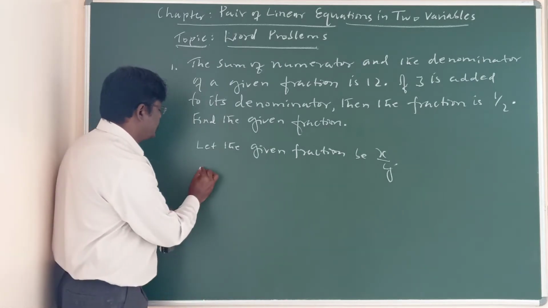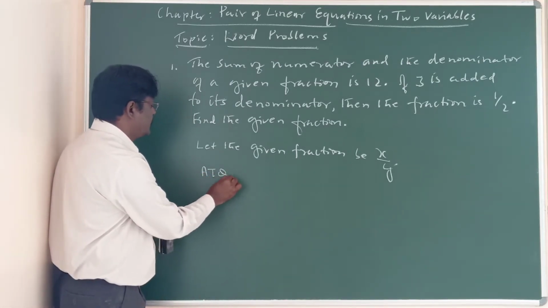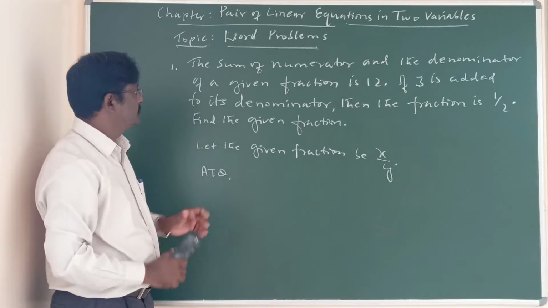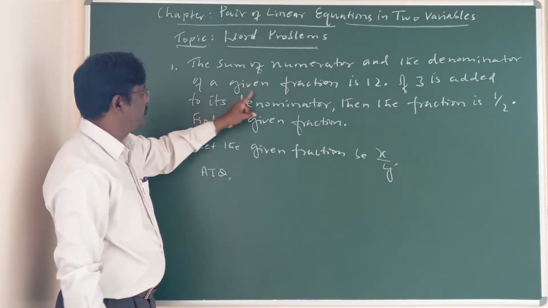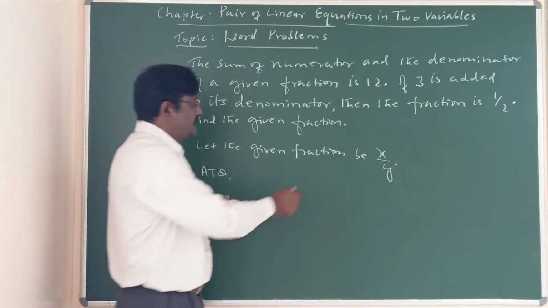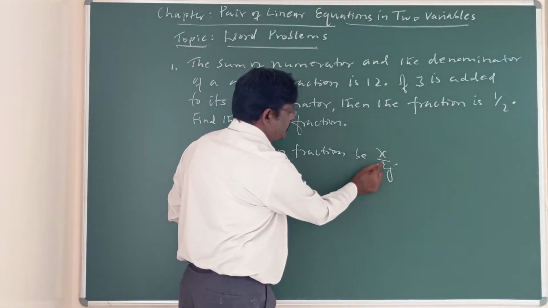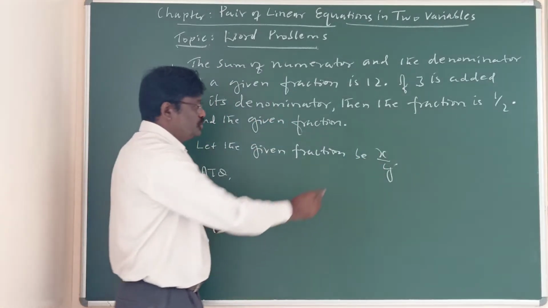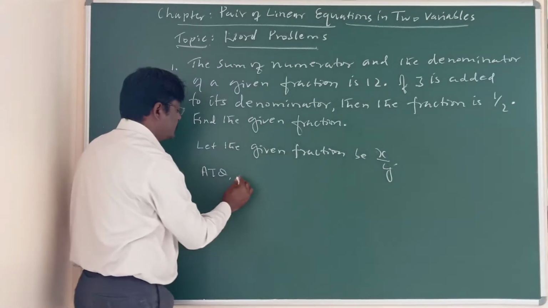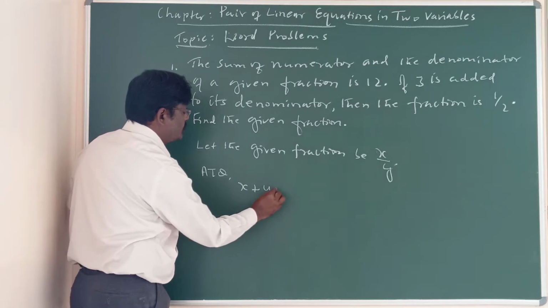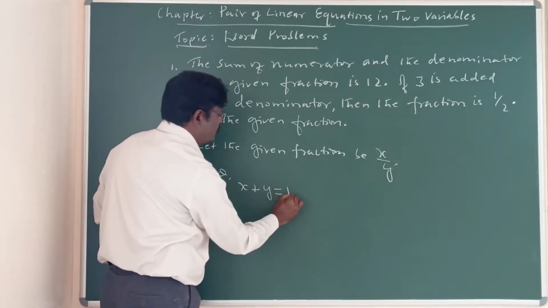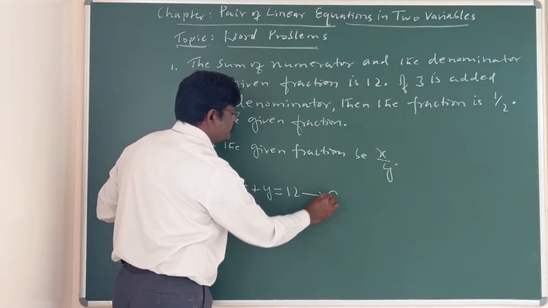Now straight away we will take this according to the question. The question says, the sum of the numerator and the denominator of a given fraction is 12. Since we have assumed the fraction as x by y, the sum of the numerator and the denominator gives 12. Call this equation 1.